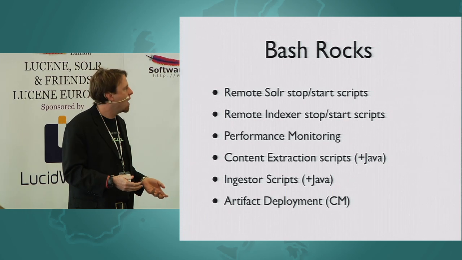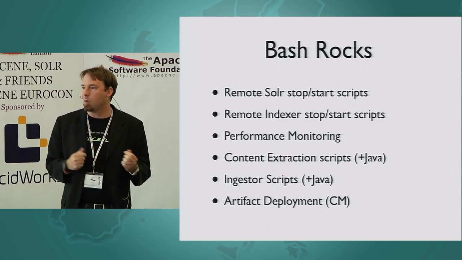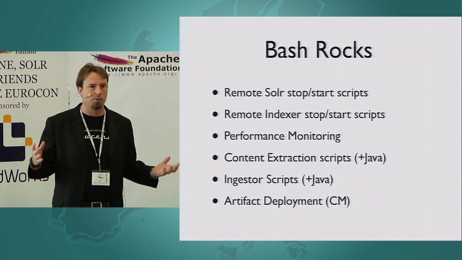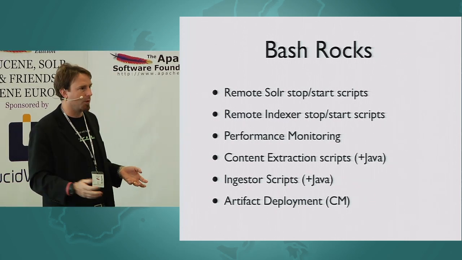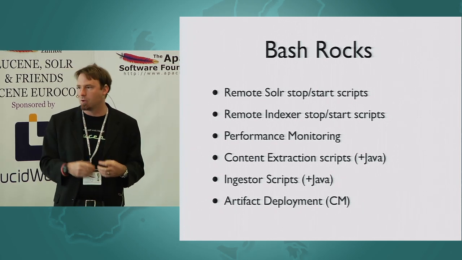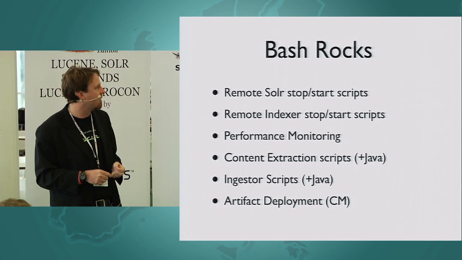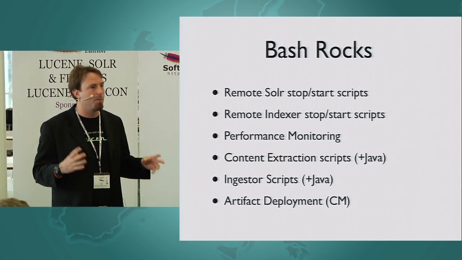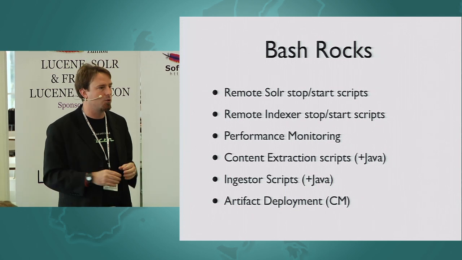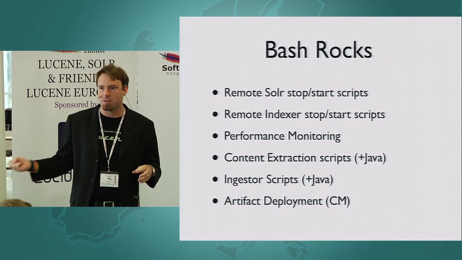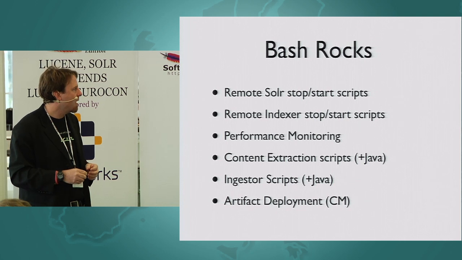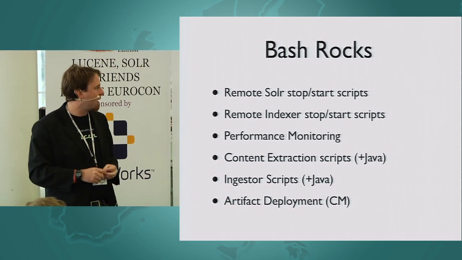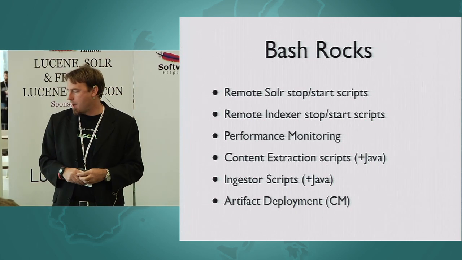looking at your log files to identify where problems are. If we were worried that we were missing a document, we were running the index and we're missing 3 documents. Where did we miss those 3? We used some Bash scripts to go through all our data files and find the missing documents. And then we ran our content extraction scripts with a big Java Tika-based tool that we wrote for pulling the content out of all those binary documents. And ingestion, again, we ran those scripts from Bash, and then artifact deployment.